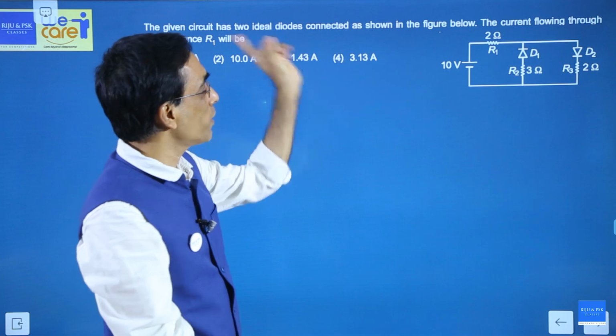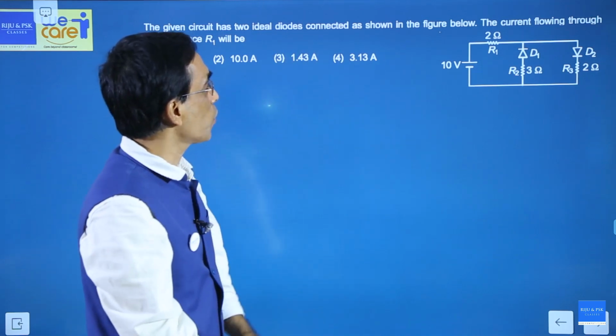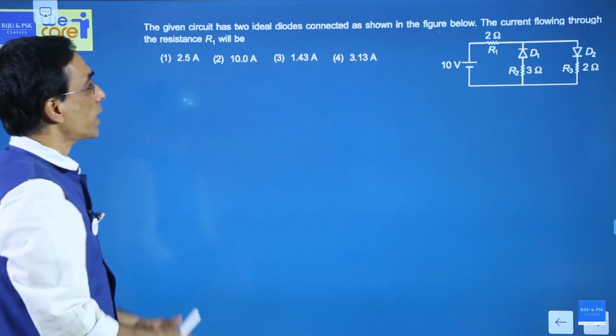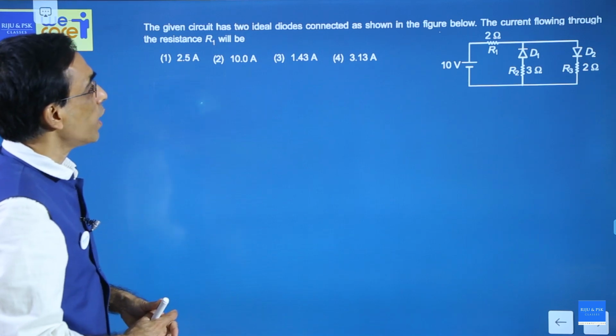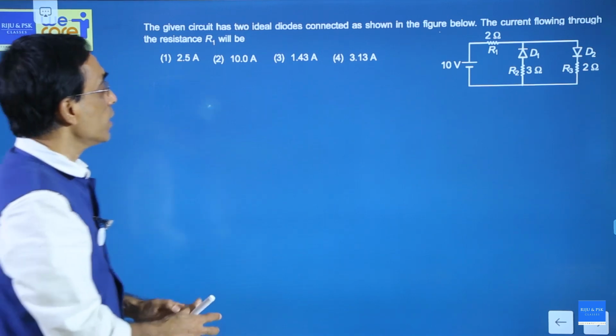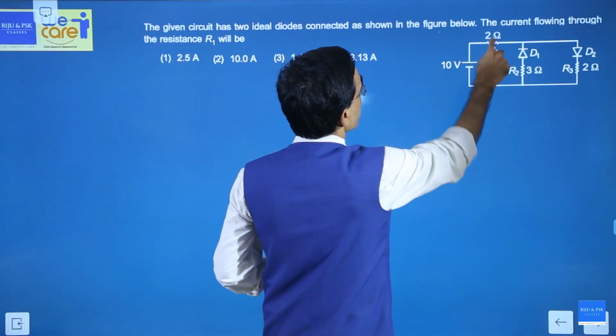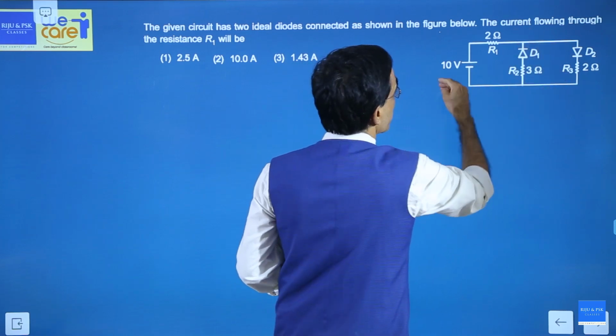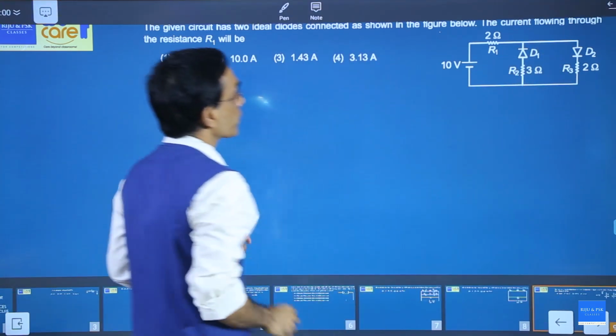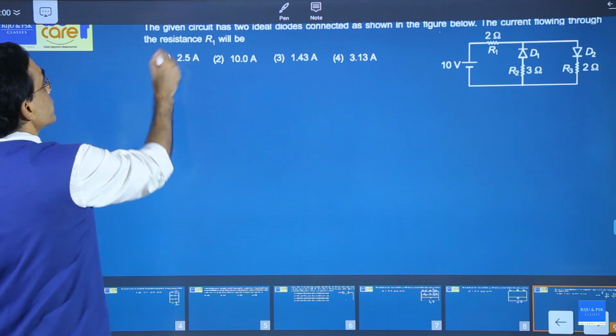2 ohm and 2 ohm will be in series. So 10 by 4, 2.5 ampere is the current coming from the cell. You want the current flowing through R1, so the current from the cell and the current in 2 ohm will be equal, so that will be 10 divided by 4, 2.5.